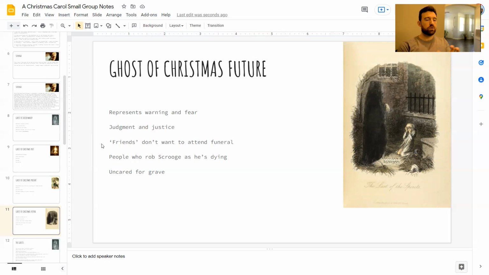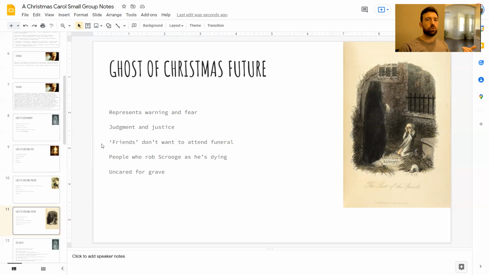So, he shows Scrooge the judgment that Scrooge really deserves for the terrible life, the greedy life, the miserable life that he has lived. And justice as well, that we get a sense of justice from this. Like, it's mean what happens to Scrooge, but Scrooge has been mean to other people. So, none of his friends, none of the other people want to attend his funeral. And they say, you know, well, I'll go if there's a free lunch, I suppose, but otherwise I don't want anything to do with Scrooge.